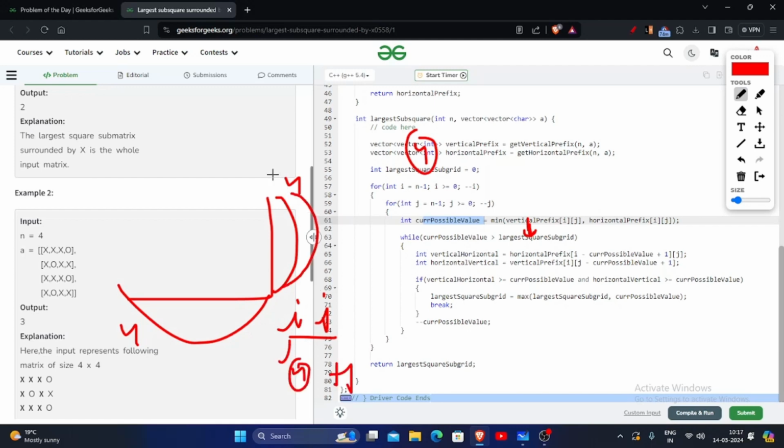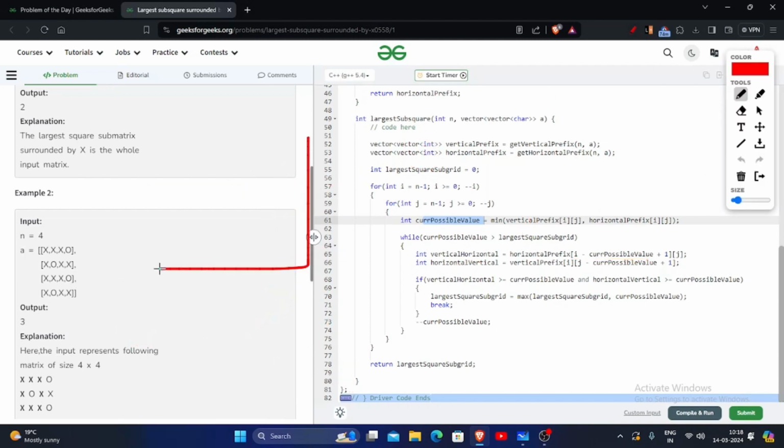Because I minus 4 will bring me here, and plus 1 I will have to come here. Same thing, I minus current value plus 1. You try to run this in your mind, okay? And j will remain the same because we are looking for this point. And this is vertical, horizontal.